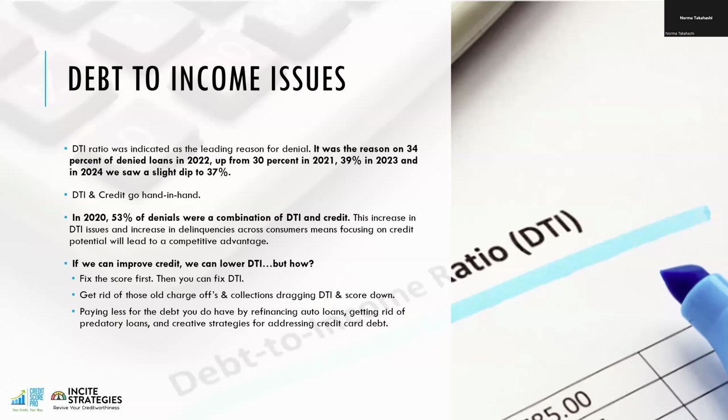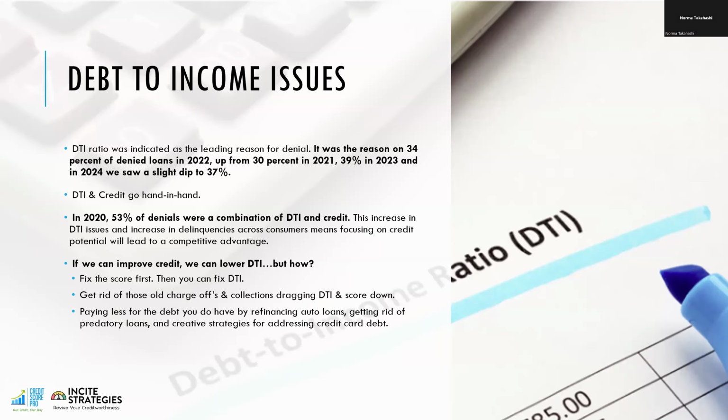Now, when we narrow things down and we look at, okay, what is causing some of the fallout from application stage to closing, we see the biggest denial reasons coming from two things: debt to income ratios and credit. So if we look at the data from 2021 through 2024, we saw 34% of loans denied in 2022 for DTI, which was up from 30% in 2021. And then in 2023, 39%, and a tiny little dip in 2024 of 37%. All that to say, we're seeing DTI becoming an increasing issue when it comes to declines.